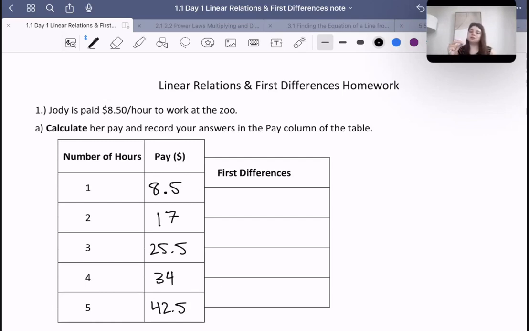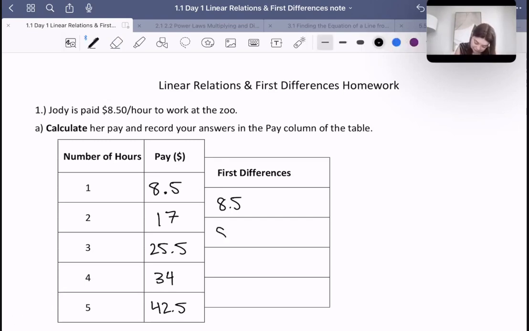So we already might realize that the first differences are going to end up being the same here because what did we do each time? Every extra hour she worked, she got paid an extra $8.50. It's not as though if she works more hours, they'll give her more per hour at a certain point, at least not in this example. It's just the number of hours you work directly determines your pay because it's an hourly rate. So the first differences for all of these are 8.5, but let's check on that. 17 minus 8.5 is 8.5.